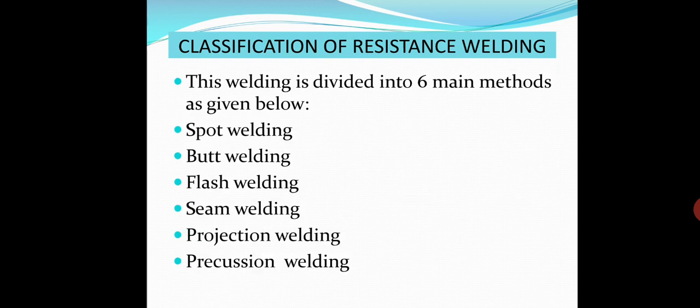So this is the classification of resistance welding. Resistance welding is divided into 6 main methods: spot welding, butt welding, flash welding, seam welding, projection welding, and percussion welding. These 6 weldings will be discussed in detail in the next video.